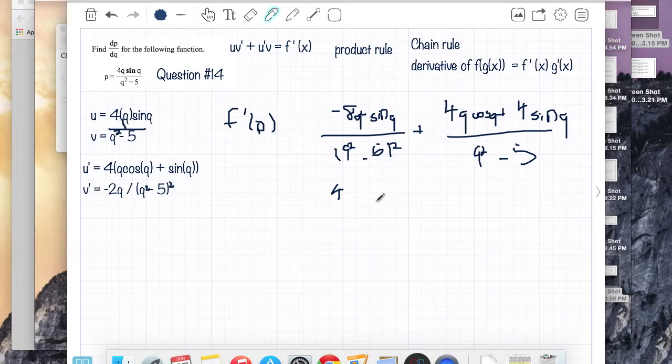4q cubed cosine of q plus 4q squared sine of q minus 20q cosine q minus 20 sine q.